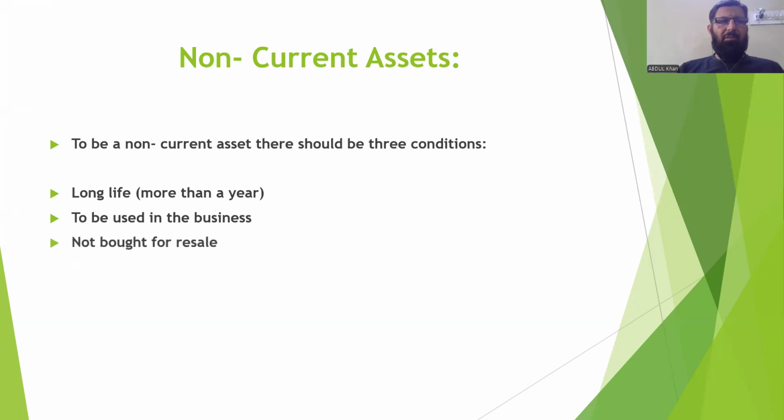Then the third thing is, when we buy that asset that has the long life, that is, more than 1 year, and to be used in the business, our intention was not to resell it. We buy it for use in the business. So if these three things are there, that means that is a fixed asset, right?